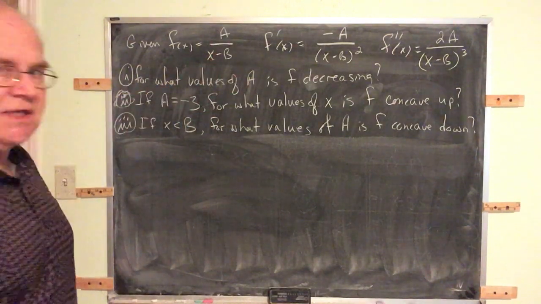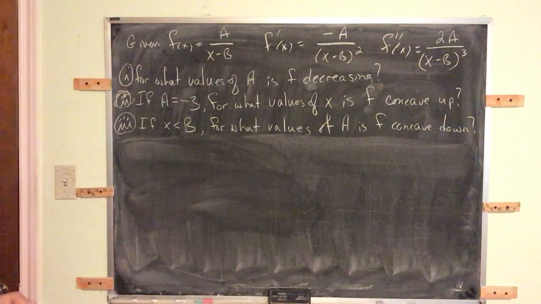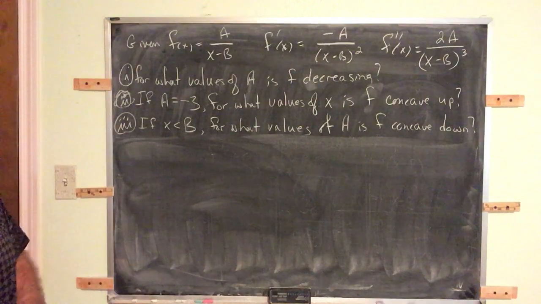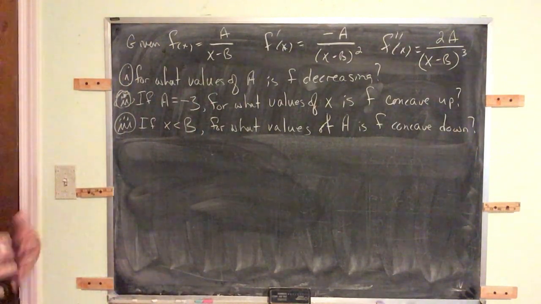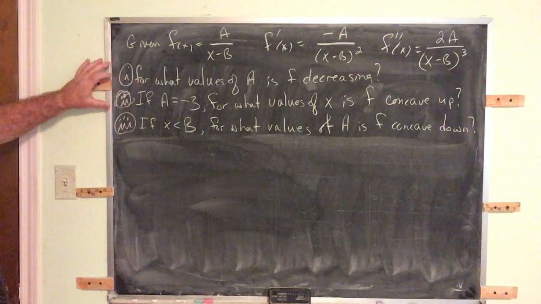The derivative and the second derivative are given. F prime is negative a over x minus b squared. Second derivative, f double prime, is given to be 2a over x minus b to the third. So we have the derivatives given and computed for us. The question is, do we know what to do with them once we have them? And we have three questions.